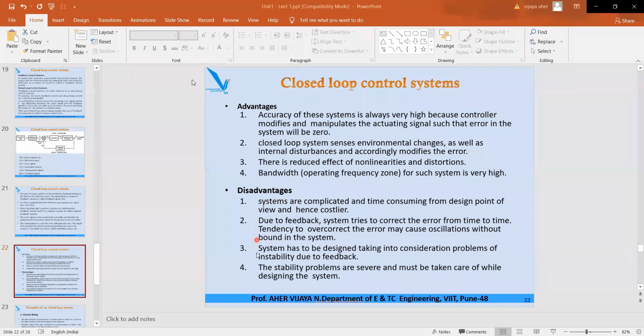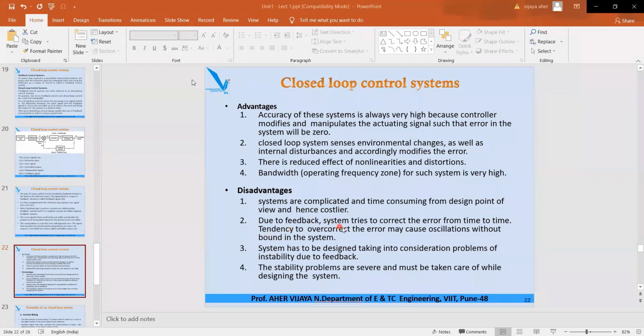Now there are some disadvantages or limitations of closed loop control system. Even though there are many advantages, and we are using closed loop control systems in our course, there are some limitations also that you should know. So very first is, closed loop control systems are complicated and time consuming from design point of view, and hence costlier. Design point of view means if you want to design a controller for such a complicated closed loop system, it will take time and hence be costlier.